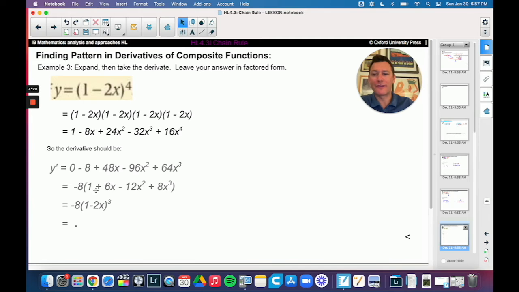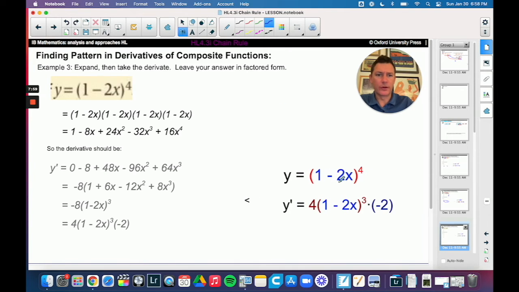This whole thing factors down to 1 minus 2x cubed. You're welcome, right? You wouldn't have seen that coming, but going from here to here, just wanted to show you that it works even with not perfect quadratics. So this boils down to this. And we can break that 8 up also into a 4 and a -2. So I just want to show you that if you were using the chain rule, you'd say this should be, well, like this.